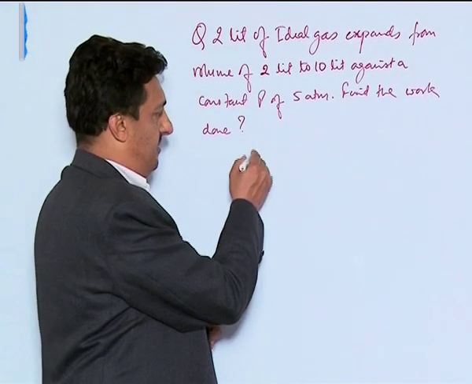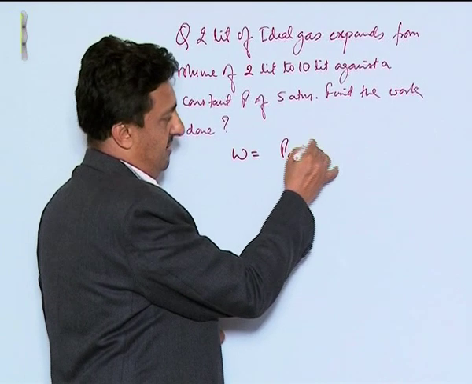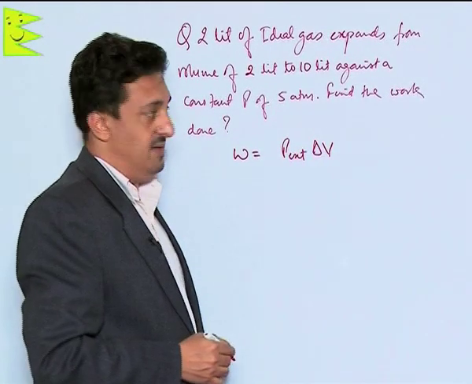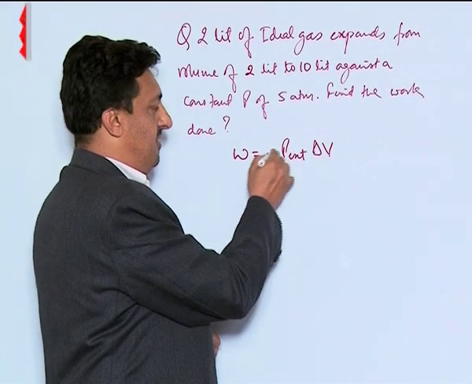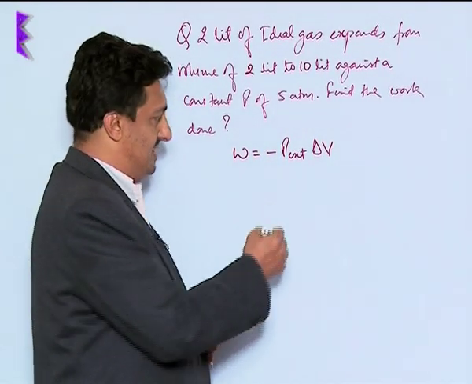So this pressure is external pressure. We will take it as external pressure. We know W is equal to minus P external delta V. This is the formula. And since the gas is expanding, we know that it is the work done by the system, by the gas, so it will be negative.